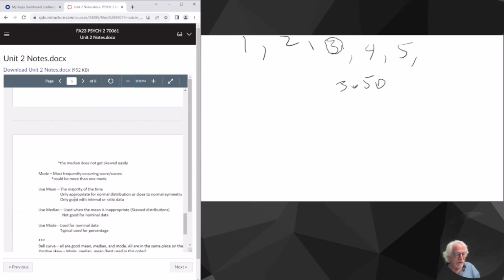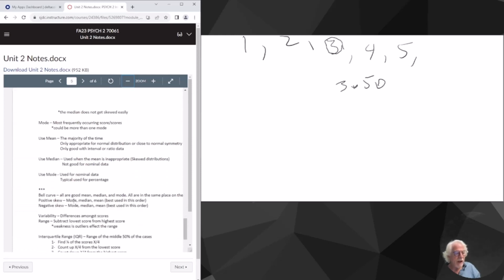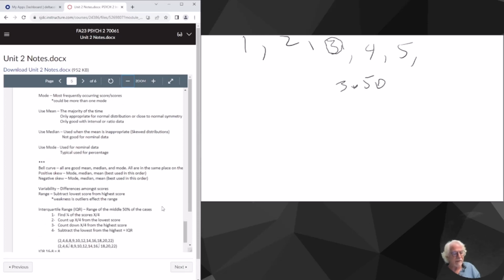So when you have a skewed curve, you use the mode, then the median, and the mean would be the last thing you'd want to use. Right? Same thing if it's positive or negative skew, it doesn't matter. The mode is the first thing you would rely on, the median next, and the mean last. Okay.